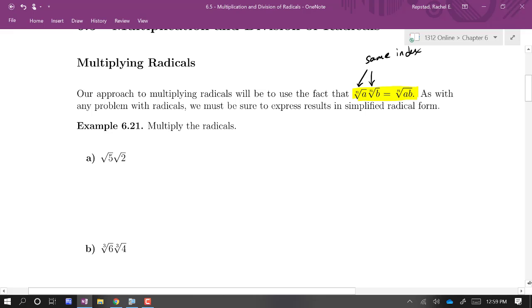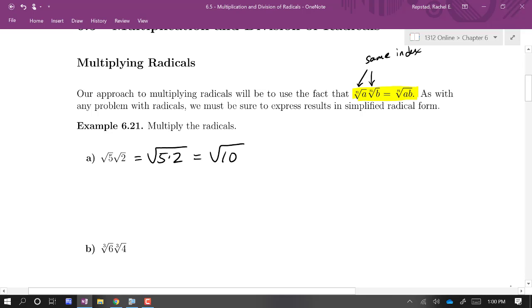So, we'll start out with a couple of simple ones. The square root of 5 times the square root of 2 is just the square root of 5 times 2, which is the square root of 10. You always want to make sure, if you're giving an answer in radicals, that you give the result in simplest radical form. The square root of 10 is already simplified.